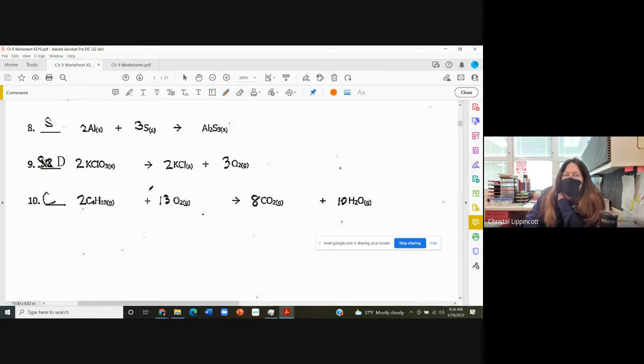Then you finish with your oxygens, because remember your singletons, the things that are by themselves that aren't with other different elements, you hold those off to the end. So count up your oxygens now. 8 times 2 is 16. And then here you've got 10. That's a total of 26. So over here you need 26.